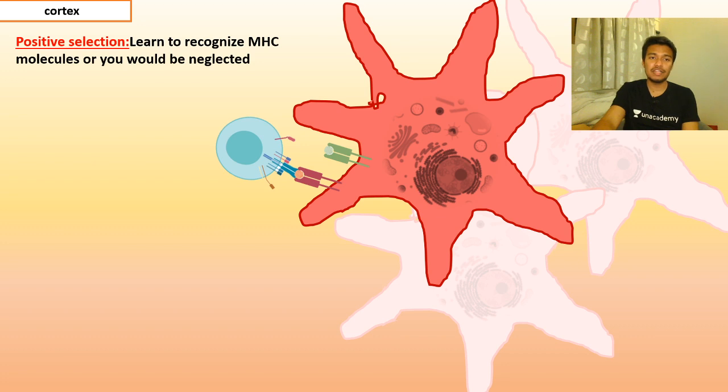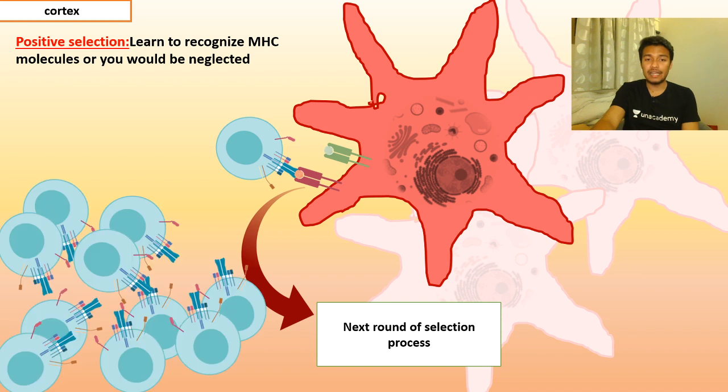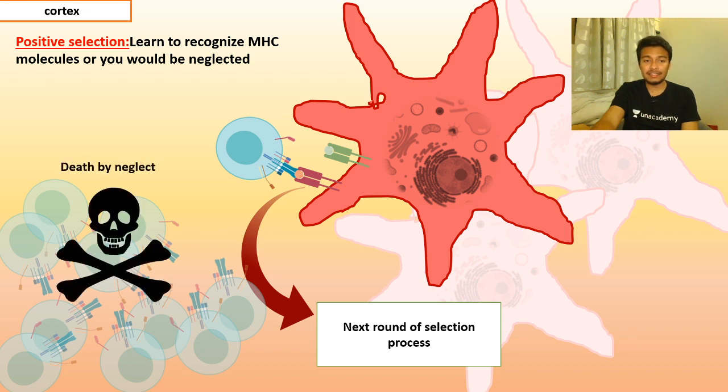Let's look at the positive selection again. In this phase, they learn to recognize MHC molecule, otherwise they would be neglected. And the next round of selection won't be there for the cells which cannot recognize. Only the cells which recognize some MHC bound peptides would go to the next round of selection, and they would really expand clonally. So let's see what is the next step.